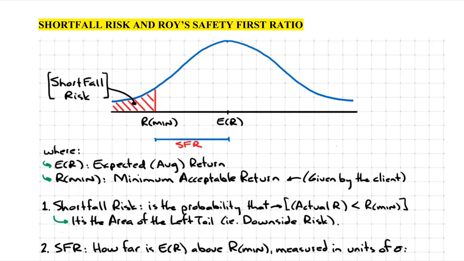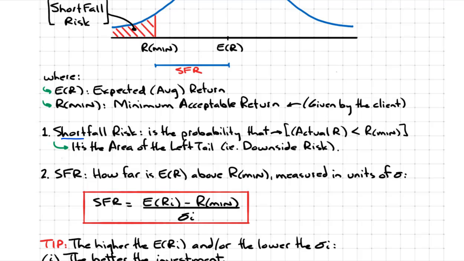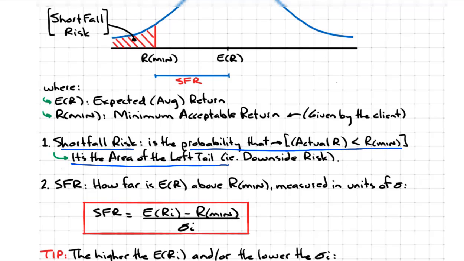But the other thing we're interested in is the minimum level of acceptable return. And that's what shortfall risk is. Shortfall risk is the likelihood or the probability that the actual return will fall below this minimum acceptable level of return. And there it is. There's the formal definition, probability that the actual return will be less than our minimum. And this would be the area of the left tail. So shortfall risk therefore represents downside risk.